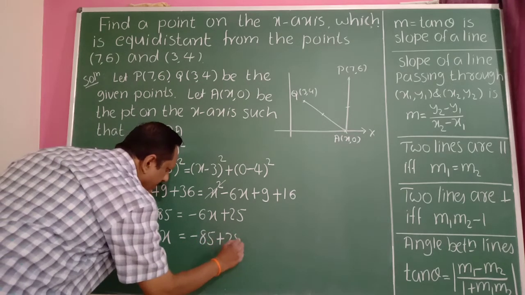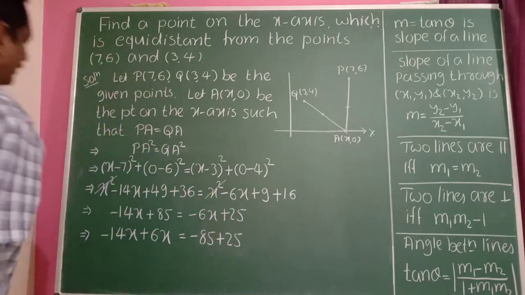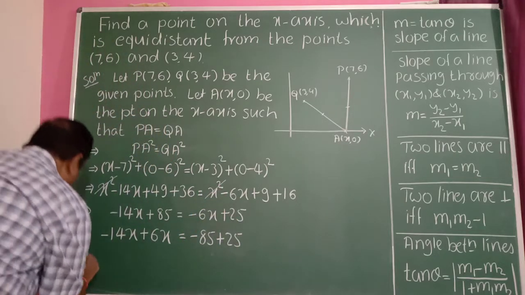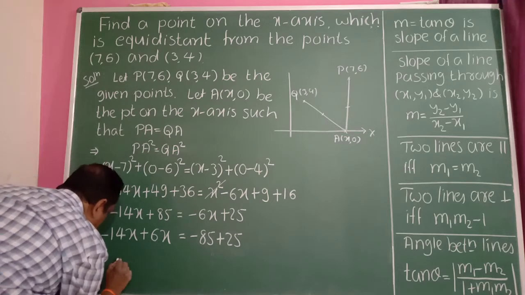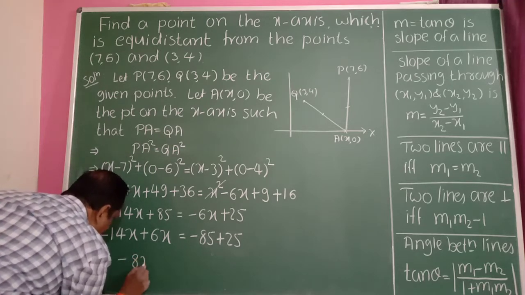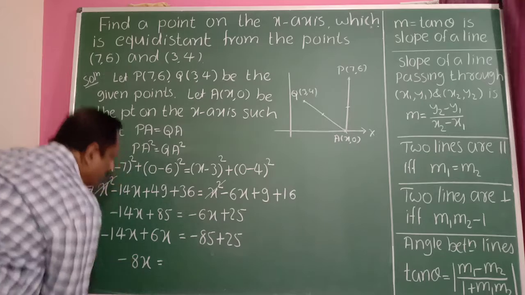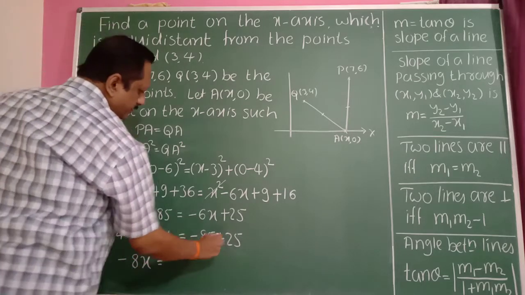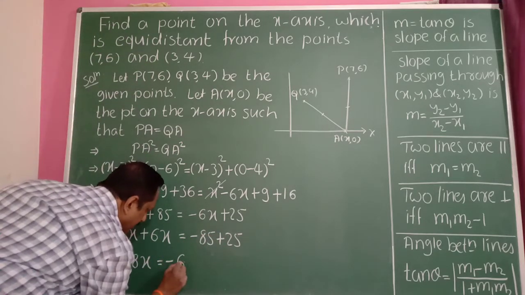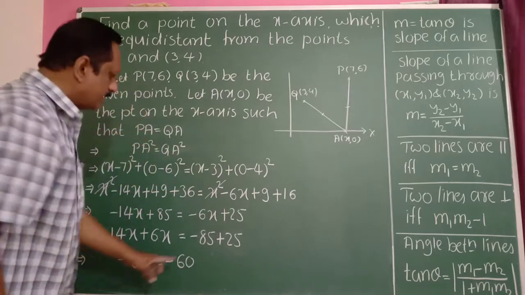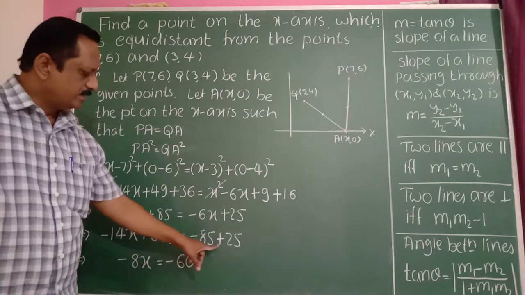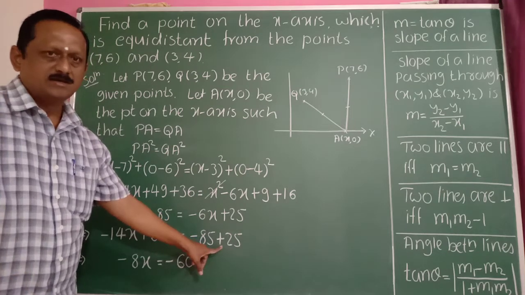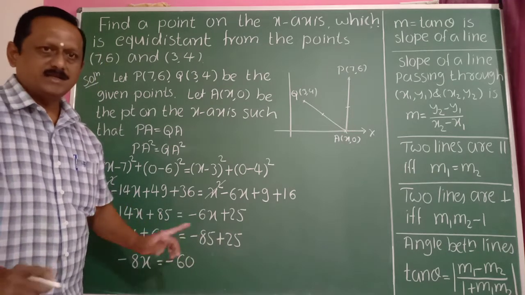Plus 25 plus 25. Then this implies minus 14 plus 6 gives minus of 8x here is equal to minus 85 plus 25 gives minus of 60. Okay, bigger number is minus 85. One is a negative, the other one is positive, then subtract each other. One negative, one positive, the minus must be done.